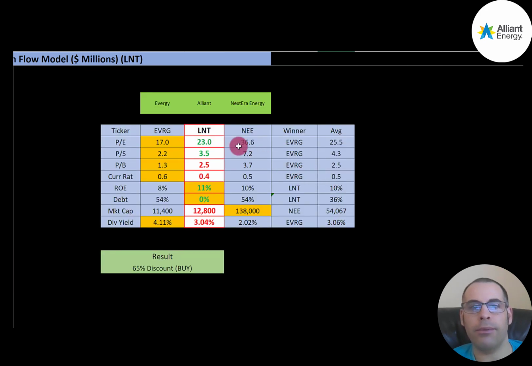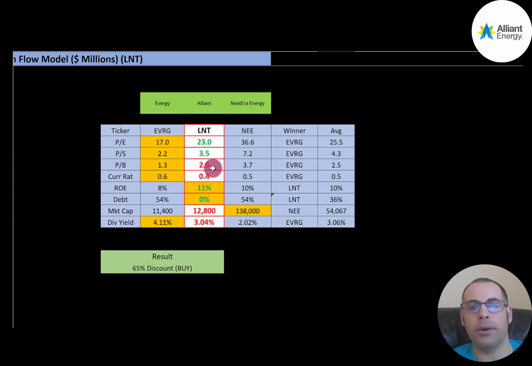And the best way to look at ratios is to compare them to similar companies. I've done videos on Evergy and NextEra, both in the same industry as Alliant. If Alliant has a number in green, they're better than the average. If they have a number in red, they're worse than the average. A little better in price to earnings, a lot better in price to sales. They're about average at price to book.